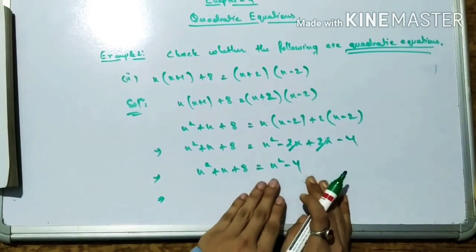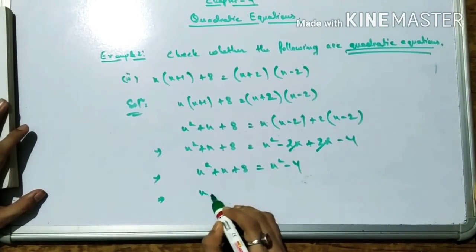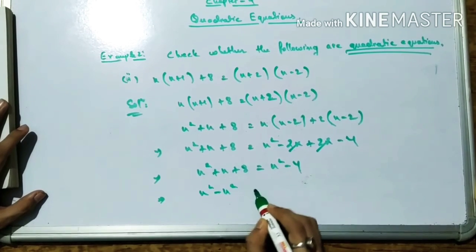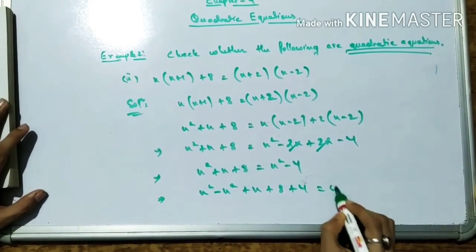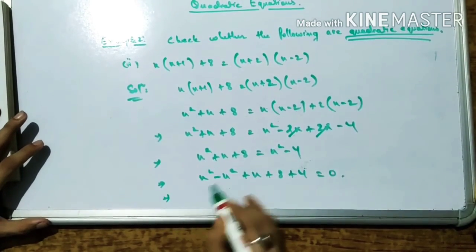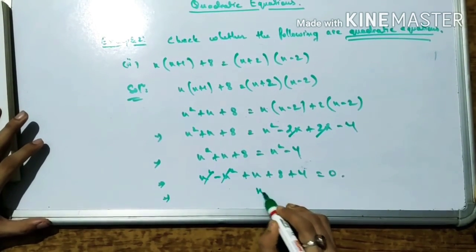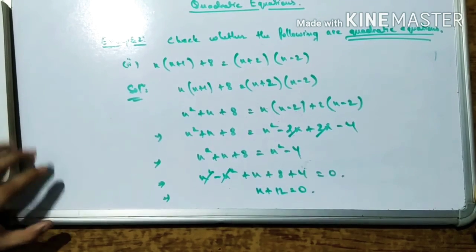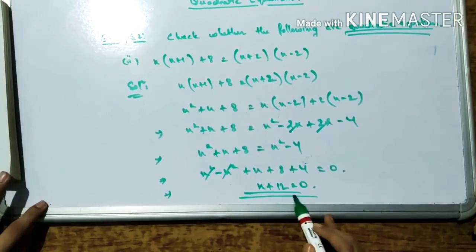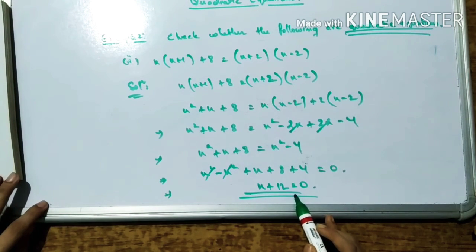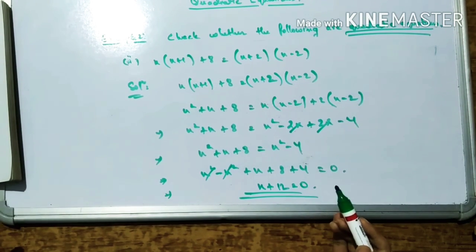Yes, so this whole thing I will bring to the left hand side. I will get x square minus x square plus x plus 8 plus 4 is equal to 0. So in here this one and this one cut. Ultimately I will get x plus 12 is equal to 0. Now this is not a quadratic equation. This is a linear equation. The highest power of the variable is 1.